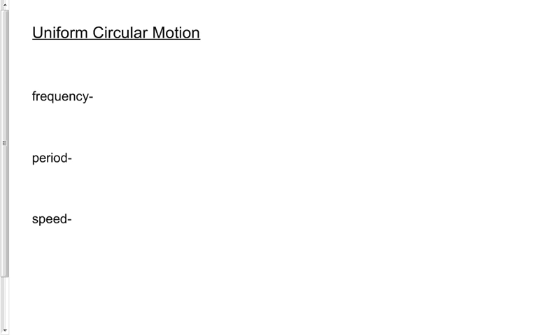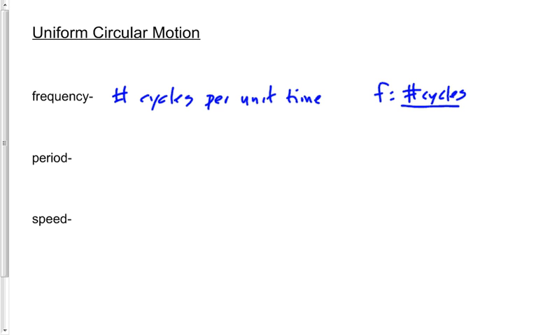The first term we defined was frequency. Frequency was the number of cycles per second. In this case, one cycle would be a revolution, so it would be the number of revolutions per second, or the number of cycles per unit time. The symbol for frequency was F. So an equation would have been like this: F is equal to the number of cycles divided by the total time.